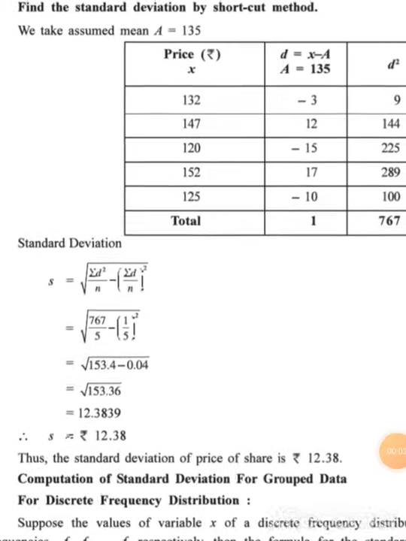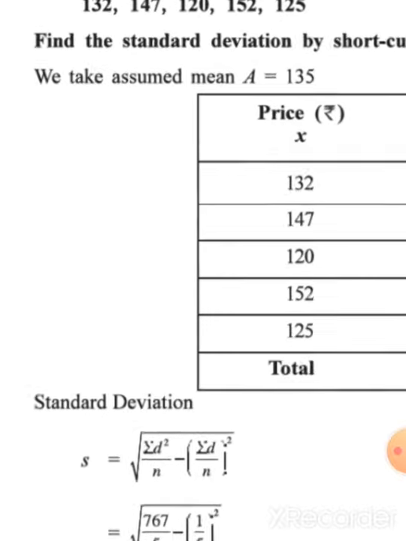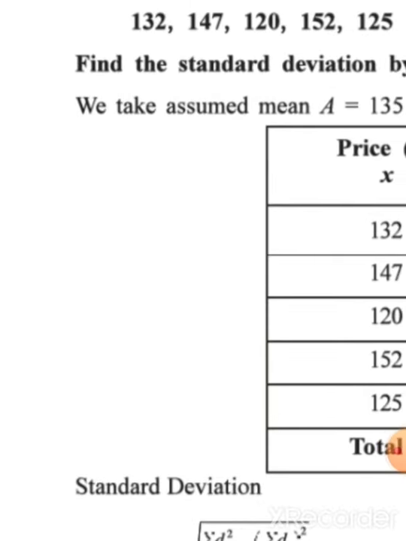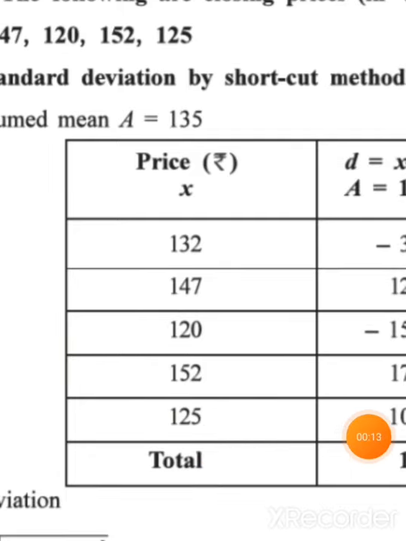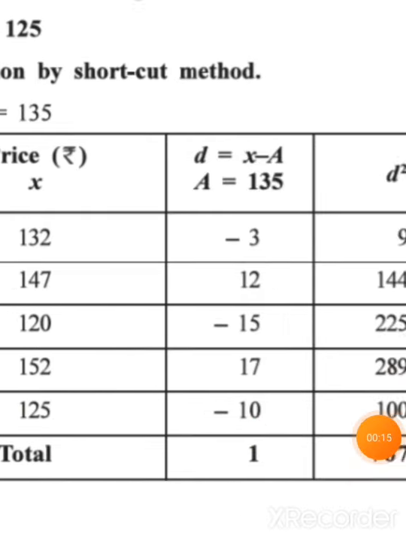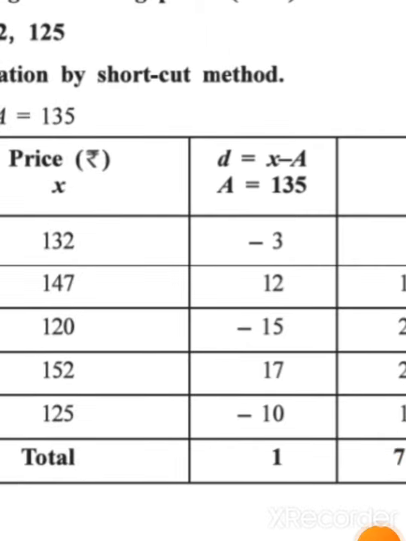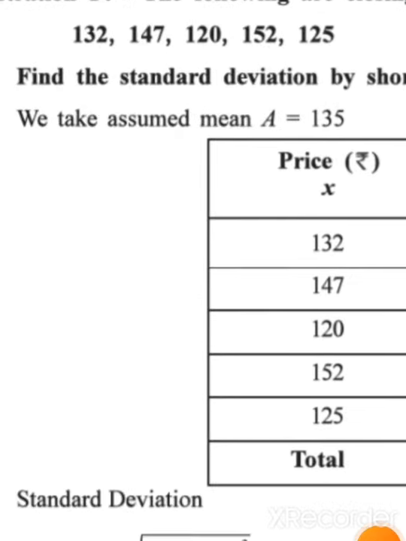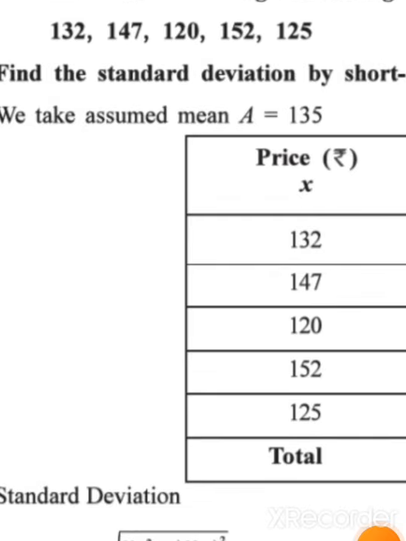Here now we shall see our next example, that is example number 14. What has been given in example number 14? The following are the closing prices in rupees of 5 shares. 5 shares are there, and over here they have given the closing prices: 132, 147, 120, 152 and 125.